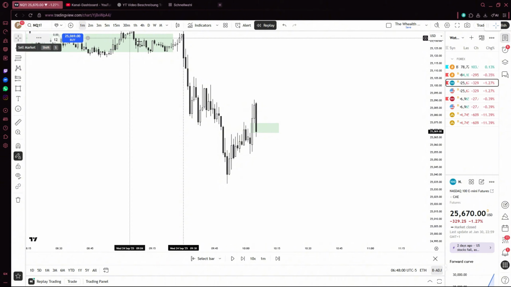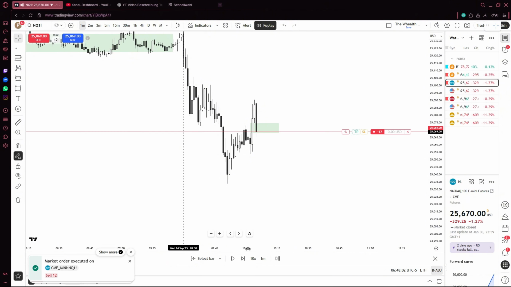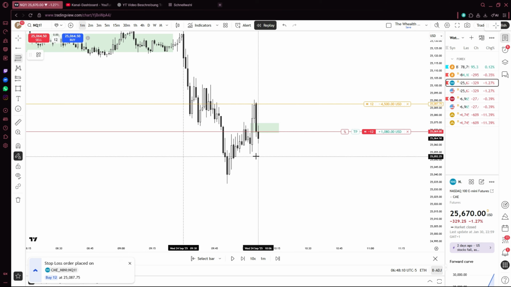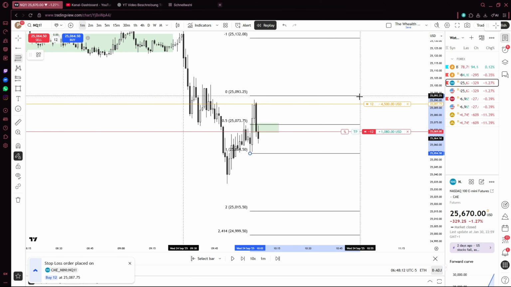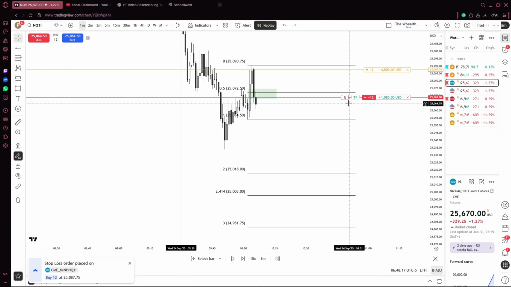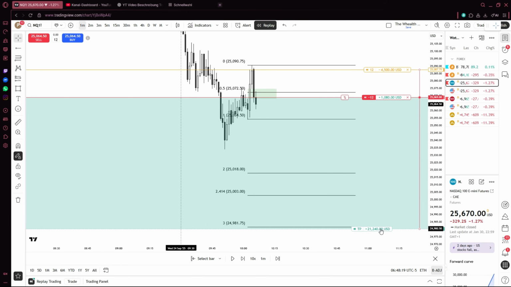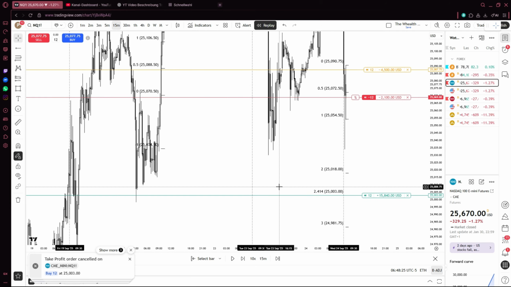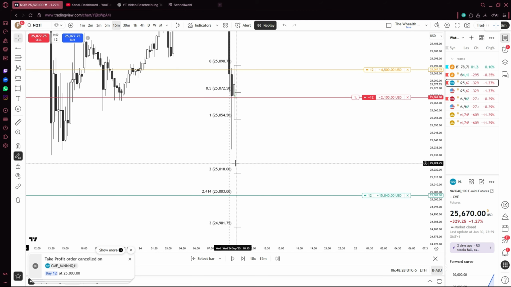I'm taking shorts here and see where I put my stop loss, and please mark it, okay? Please mark where I put my stop loss. So I take this trade. I always draw my fibs from high to low. I don't know what I'm doing right there. So I'm gonna have to do this again quickly.